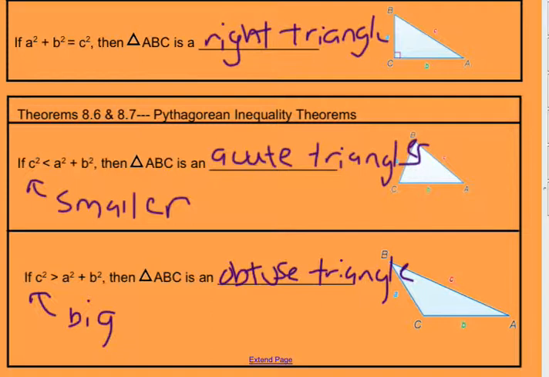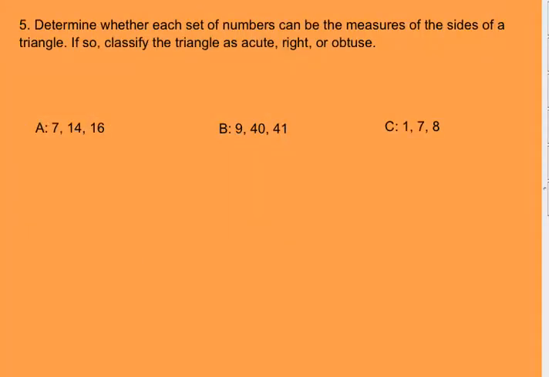Okay, so let's take a look at these next ones. We want to determine whether each set of numbers can be measures of the sides of a triangle, and then we need to classify those. If you think back to when we were trying to figure out if something was a triangle, what we did was test the sides. We would take the two smaller sides, which is 7 plus 14, and make sure that it was bigger than the larger side. This is not squaring. Right now we're just testing the sides to see if it's a triangle. So we get 21 is greater than 16. So yes, it is a triangle.